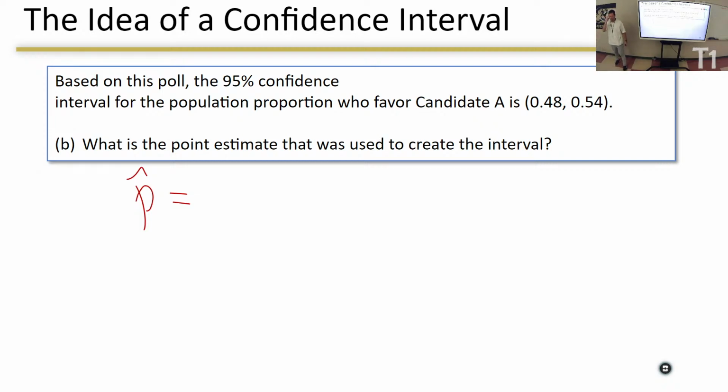Hit me. 0.51. How'd you get that? Right in the middle, right? That's the point estimate. That's where I'm going to start. Right in the middle. Right in the middle. Because then I'm going out right and I'm going left some. So that's right in the middle. Is that enough work? Actually, it is. Do I need to show 0.48 plus 0.54 and divide it by 2? No. No. We know you guys are pretty intelligent that you can say 0.51 has to be right in the middle of that.